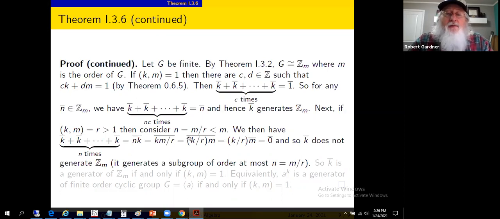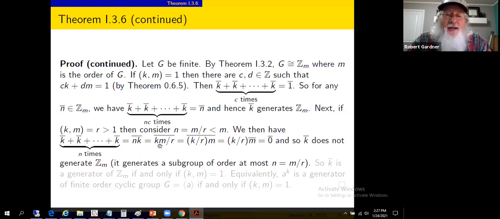Consider n, an integer, equal to m divided by R. We know that R is a divisor of m, and of K for that matter. So take n to be m divided by R. That's strictly less than m because R is strictly greater than 1. Good old-fashioned arithmetic. Then if we take n copies of K bar, that'll produce, by adding by representatives, the equivalence class containing nK. We just saw n is m divided by R, so replace the n with m divided by R, keep the K.